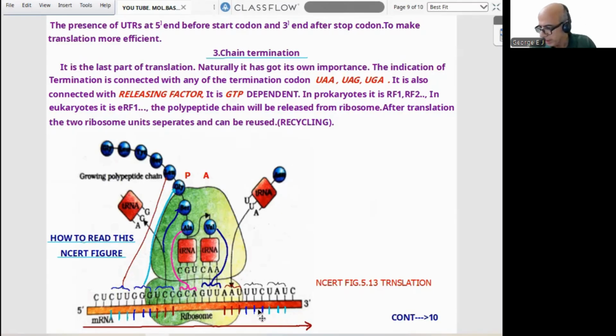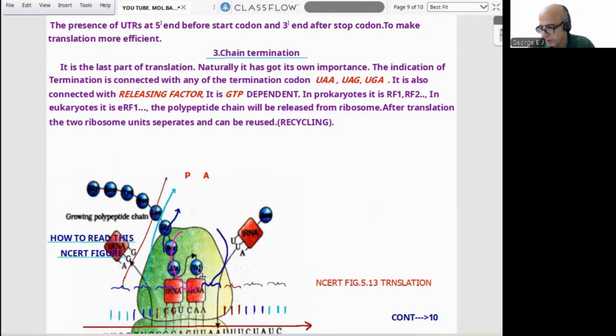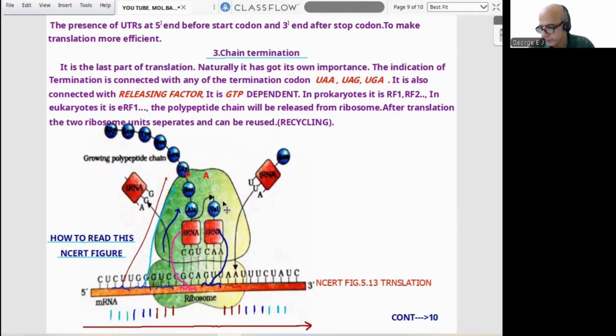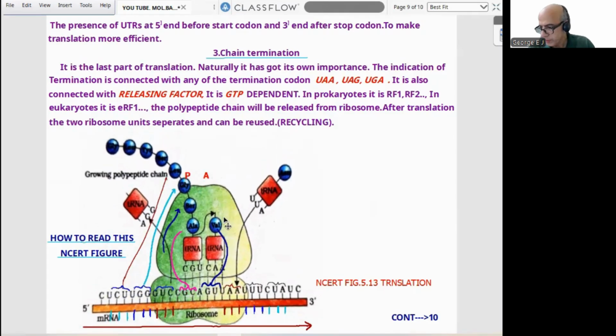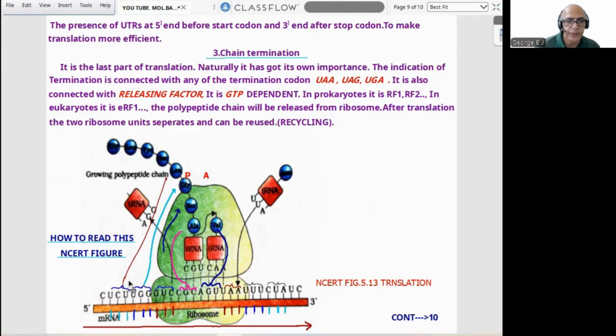Then again, UUC, UAU, that way it continues. This is how we have to read this. We have to identify. It can be a good question for theory and maths. I think the idea is clear. So first you take these two. Here this one, here this one. Then this one, sorry. Now this one, after this one, this way it proceeds. I think the idea is clear to all of you.